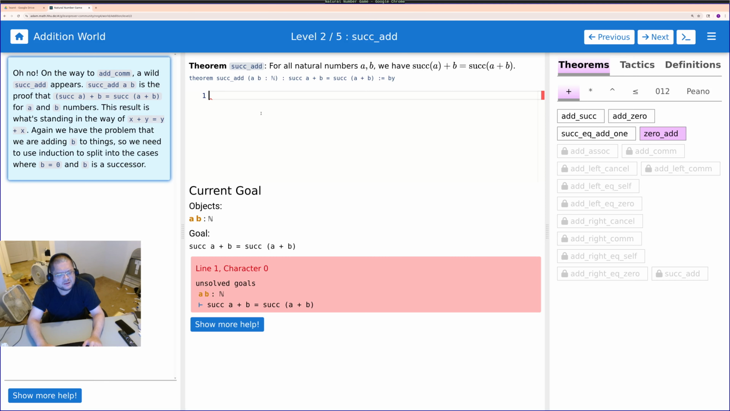Successor add. Do we induct again, or what is the hint? Well, we have add successor. We have add 0. And we have 0 add. I think we have to induct.